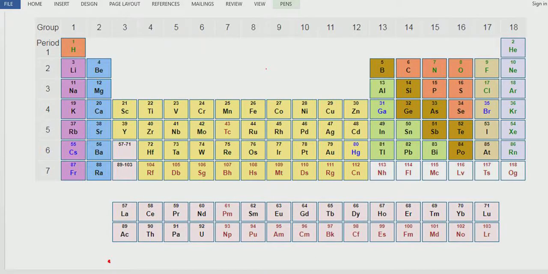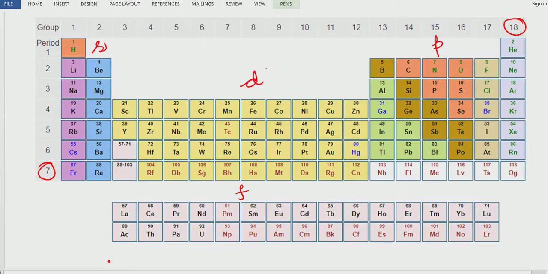In the periodic table, we have altogether 7 periods and 18 groups, correct? Then we have altogether 4 blocks. We have an S block, a P block, a D block, and at the bottom we have the F block elements. How to remember all these elements?